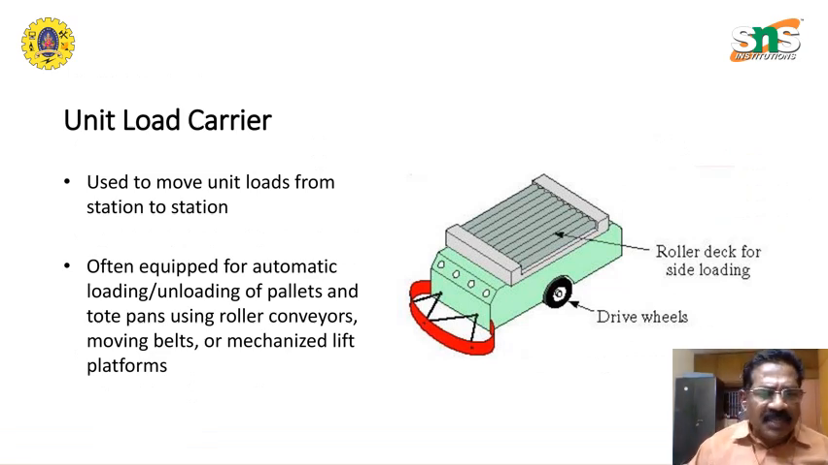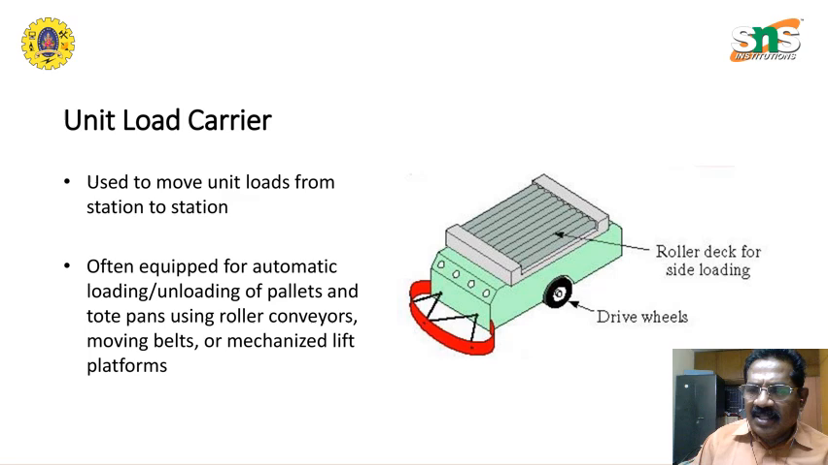There is also something called the unit load carrier. It is used to move unit loads from station A to B. It is often equipped for automatic loading and unloading of pallets and tote pans using roller conveyors, moving belts, or mechanized lifts. So you have rollers here. The load can be slid directly from one vehicle to the other. Just push across it, or from the conveyor it can just be pushed onto this, and this can take it up and go away. This is what is called the unit load carrier.